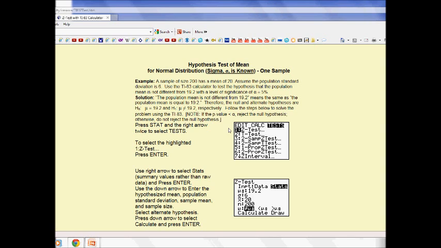So let's go down here. The way that we have to do this is we have to press the stat button on our calculator, and arrow over, I should say. When it comes up, it'll probably be on the edit. Just arrow over to test. Then it'll likely already be on the Z test. That's the first one, so just hit enter. All these other ones are all the different types of tests.